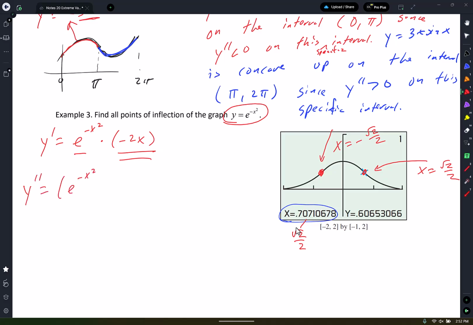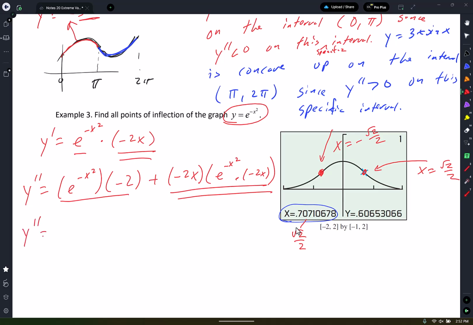First, times the derivative of the second, plus the second, times the derivative of the first. E to the negative x squared times negative 2x. Are we still okay? I'm going to group them. Consider this like a term and consider this like a term. So here's what I'm seeing. I can see that I can factor out an e to the negative x squared, giant parenthesis. So let's see what I'm going to have. Negative 2 plus 4x squared.